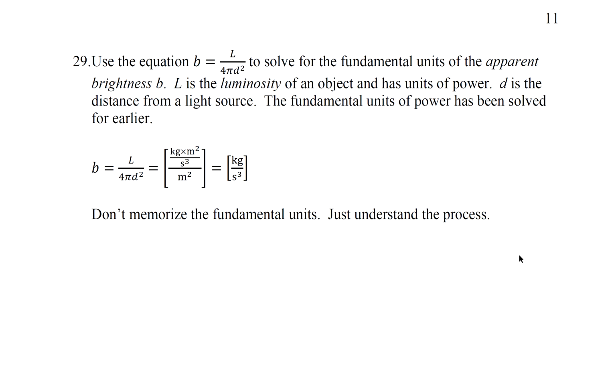Question 29, use the equation B equals L over 4 pi d squared to solve for the fundamental units of the apparent brightness B. L is the luminosity of an object and has units of power. D is a distance from a light source, and the fundamental units of power have been solved for earlier.